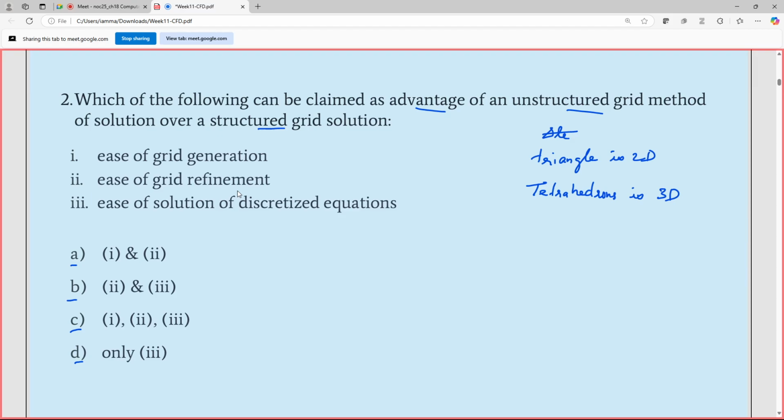Also, when we are doing grid refinement studies, we will have to subdivide these existing elements. That also becomes easier for unstructured grids. Whereas in structured grid solution, grid generation and refinement will be more difficult compared to unstructured grids. So our answer is option A, statements 1 and 2.